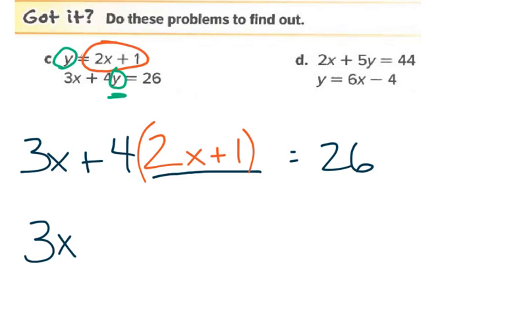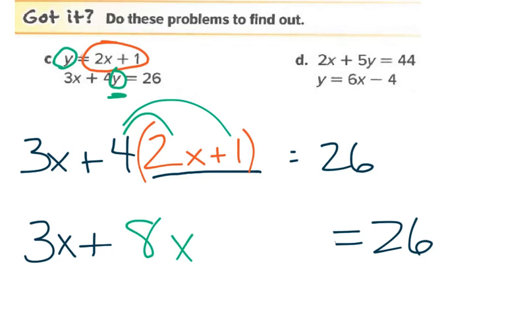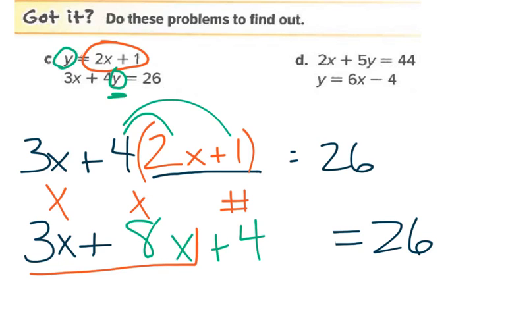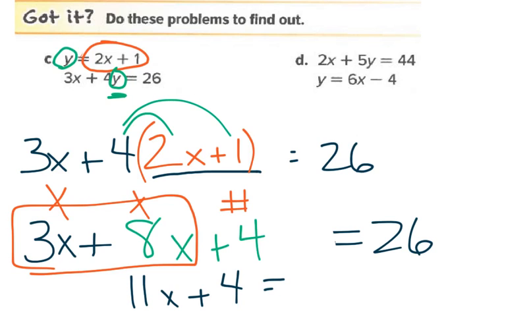So I'm just going to bring down the 3x, and I'm going to bring down the 26. Okay, and then we're going to distribute the 4. So I'm going to get 8x plus 4. And so now this is my new problem. And notice I have an x, and a number. So I have these two x's I can put together. Well, 3x and 8x is 11x. So I'm going to get 11x plus 4 equals 26. And now we're back down to a two-step equation, which is very simple, and we're just going to solve it.